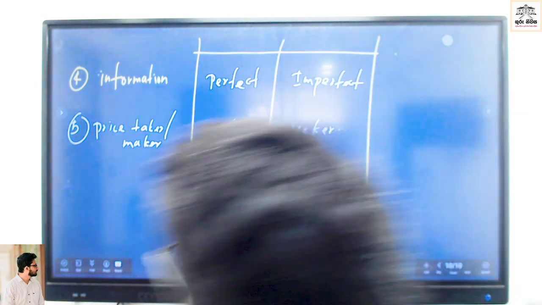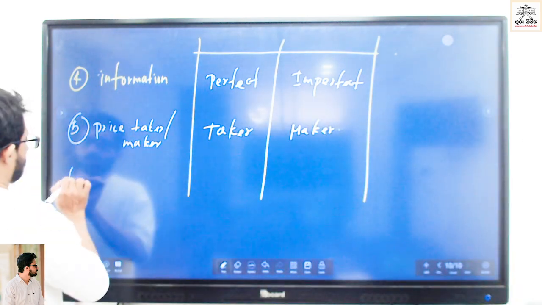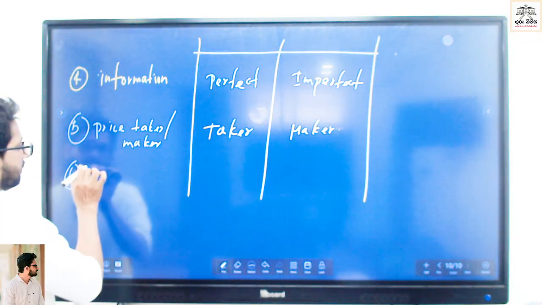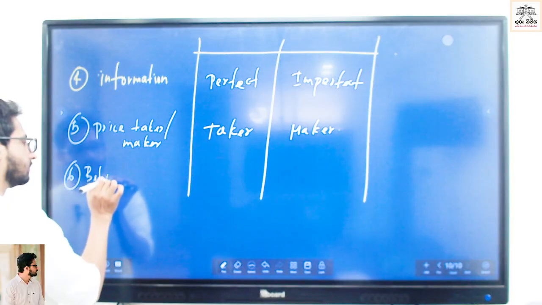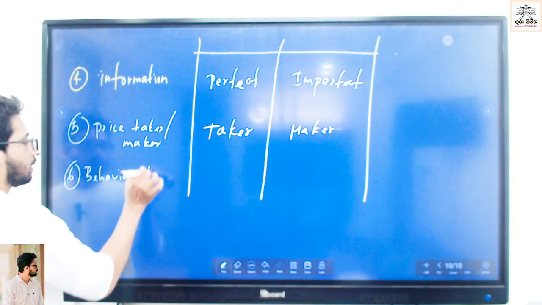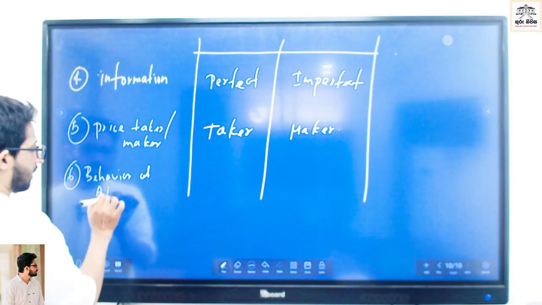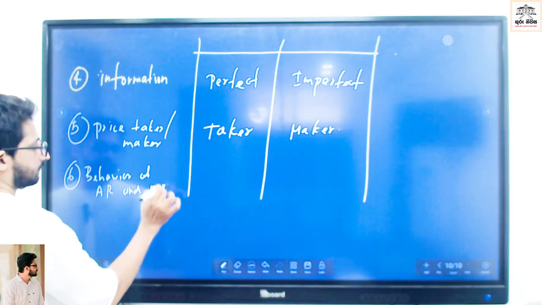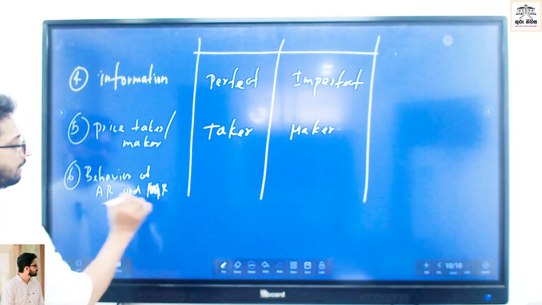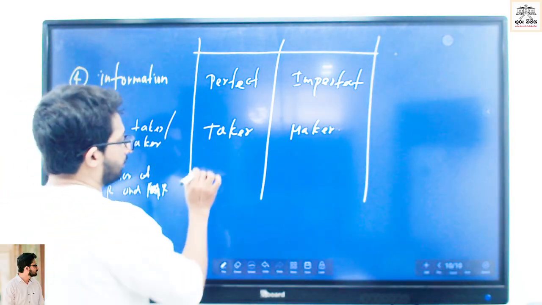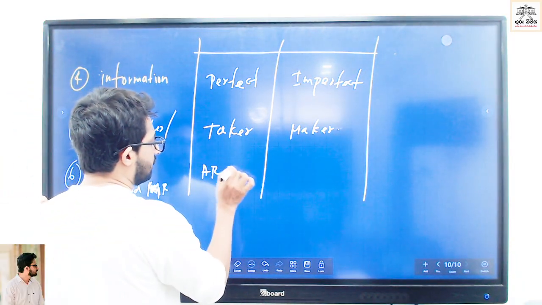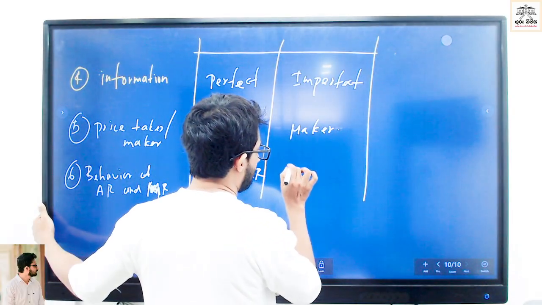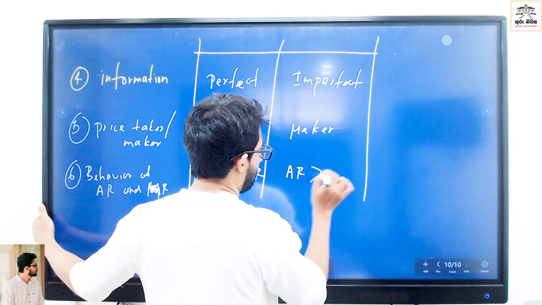Then, sixth one, the behavior of AR and MR. In the perfectly competitive market, AR and MR are equal. In monopoly, AR and MR are not equal; AR is greater than MR.